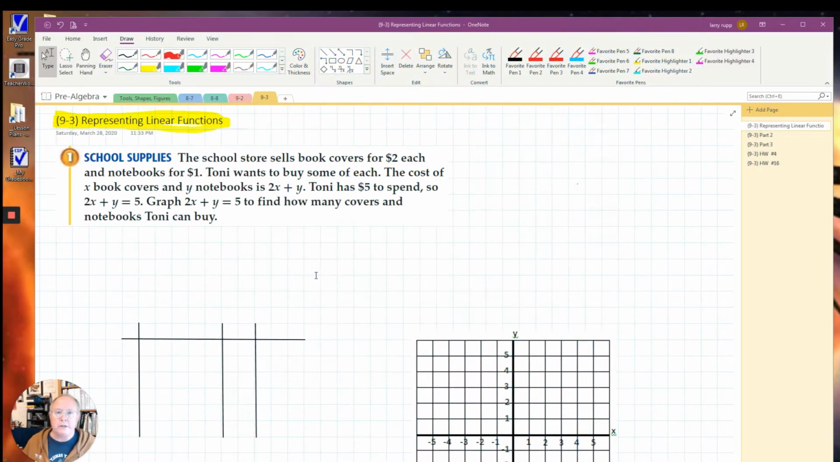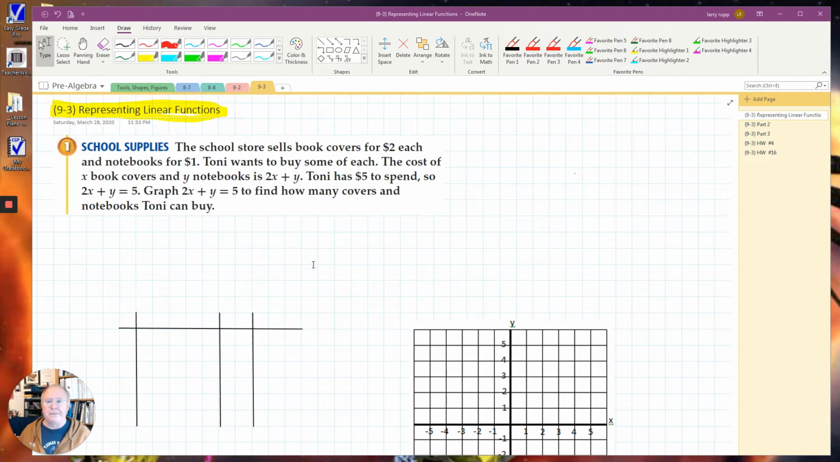In this video, we're continuing our exploration of functions, and we're going to be focusing on representing linear functions. Now remember, a function can be represented in words, in a function table, with a graph, or as a set of ordered pairs of coordinates. Let us start with example 1 here, which is basically just a function.